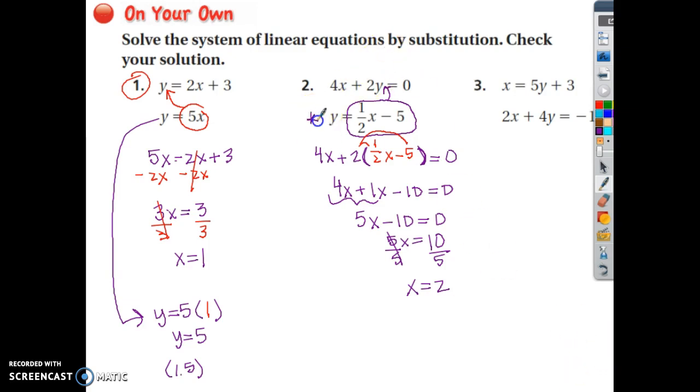I think since y is already alone in the second equation, I'm going to go ahead and use that equation to find y. So y is equal to 1/2 times x, and always use parentheses when you're plugging in a variable, minus 5. Now x is 2, so I'm going to replace x with 2. 1/2 times 2 is 1, minus 5, and I find that y is equal to negative 4. So what I have found here is that these two graphs intersect at the coordinate where x is positive 2 and y is negative 4.